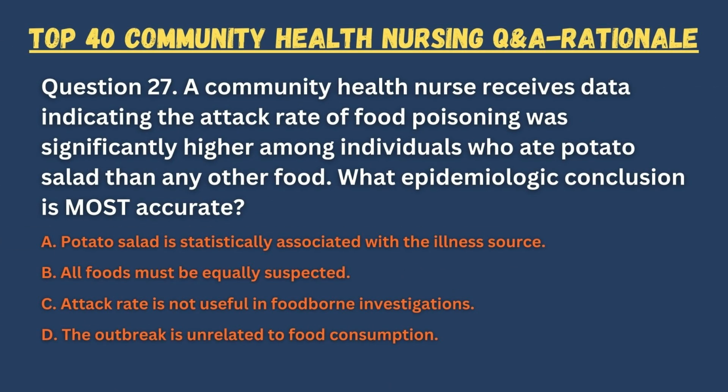Question 27. A community health nurse receives data indicating the attack rate of food poisoning was significantly higher among individuals who ate potato salad than any other food. What epidemiologic conclusion is most accurate? A. Potato salad is statistically associated with the illness source. B. All foods must be equally suspected. C. Attack rate is not useful in foodborne investigations. D. The outbreak is unrelated to food consumption.